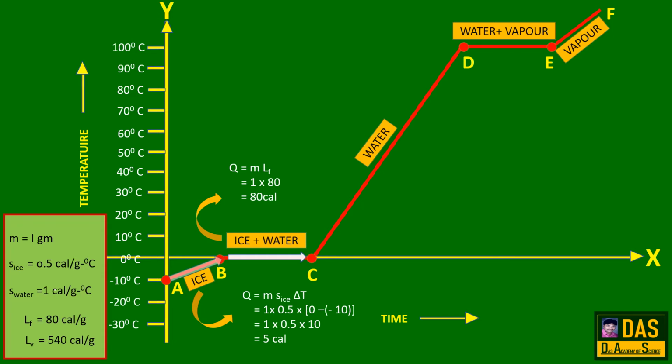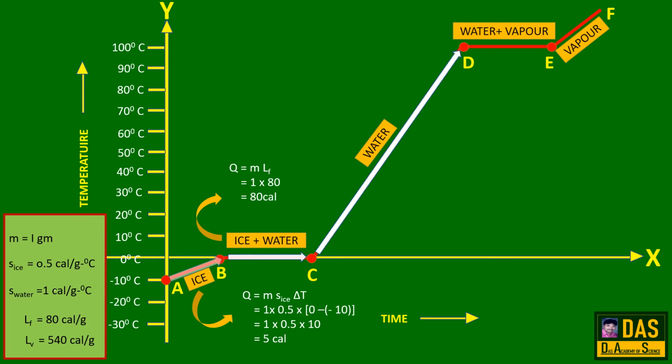So by substituting m and LF values here, we get 1 into 80, that is 80 calories. So the amount of heat energy required to convert 1 gram of ice at 0 degrees Celsius to 1 gram of water at 0 degrees Celsius is 80 calories.